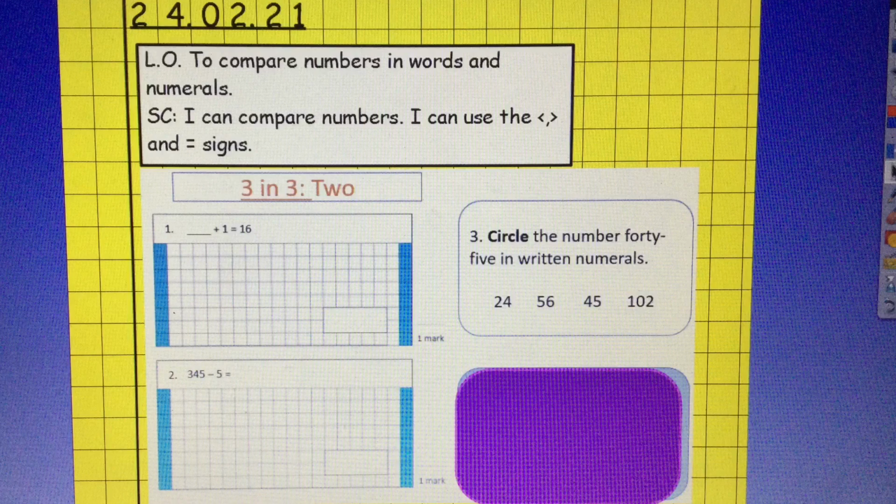Our LO for today is to compare numbers in words and numerals. Our success criteria is: I can compare numbers, and I can use the more than, less than and equal to signs.